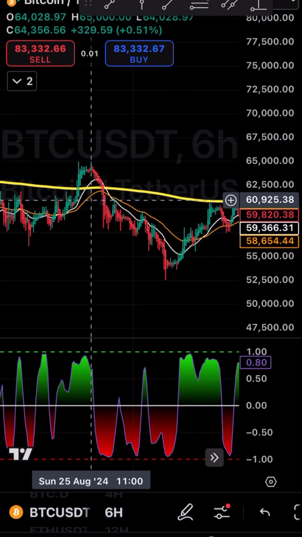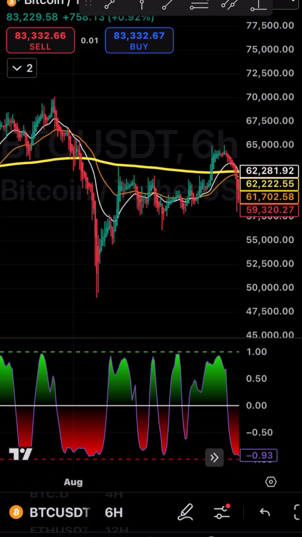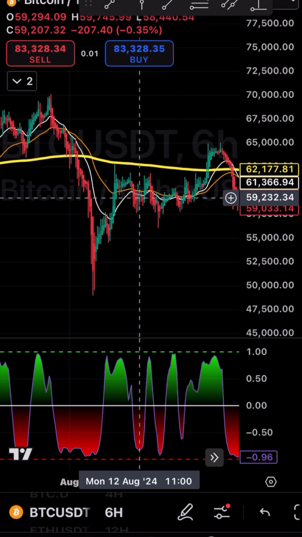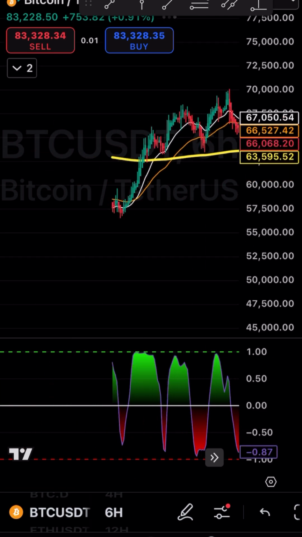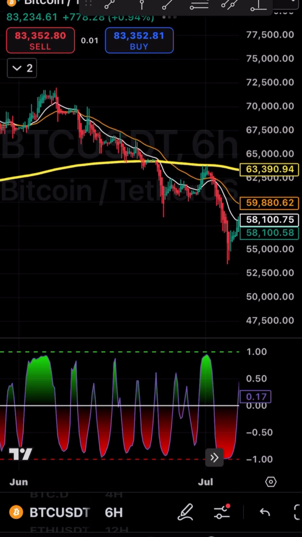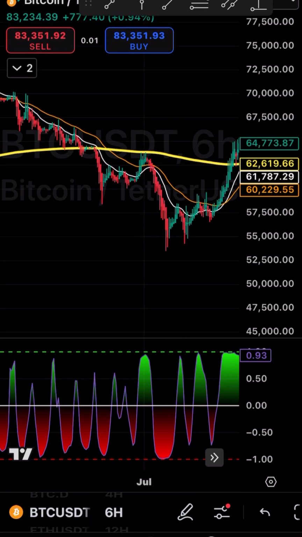Now, there are a couple of fake outs doing this. This is not 100% guaranteed, because you can enter into a consolidation period. So it's not a guarantee, but it works most of the time. See, it crosses right here. That would have been profit right there. Crosses right here, that would have been profit. Crosses right here, this would have been profit.